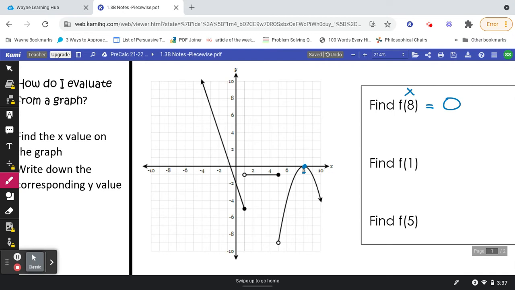For f of 1, we can see that 1 is right here, but I have an open circle and a closed circle. I always want to focus on the closed circle as my answer. So that closed circle is at -5 for the y.